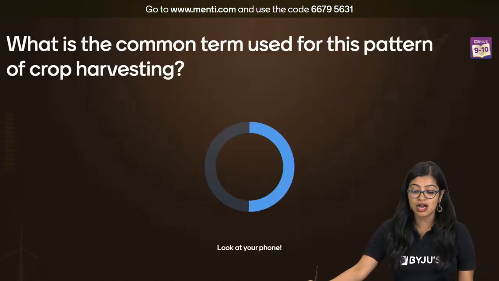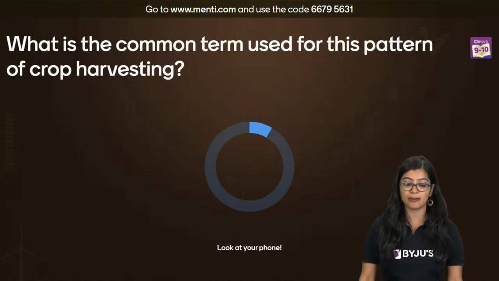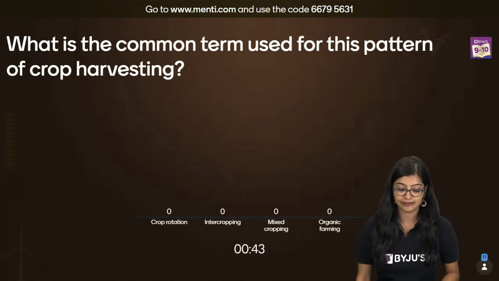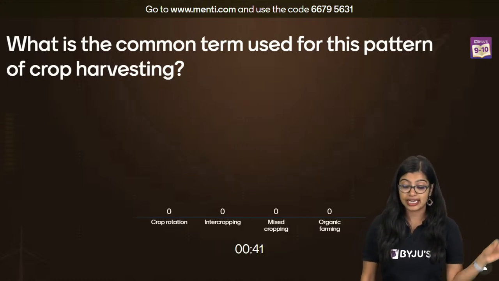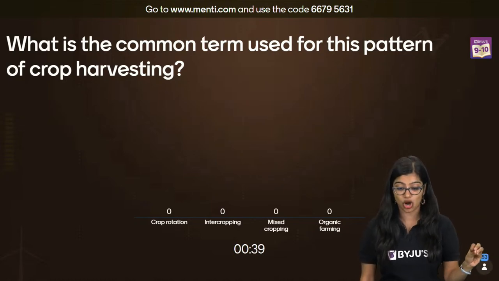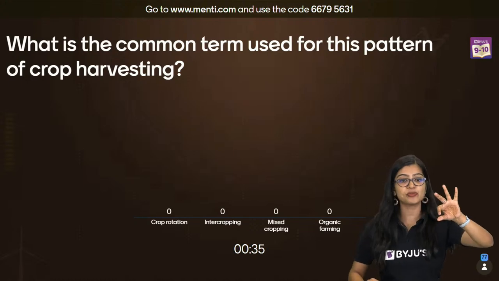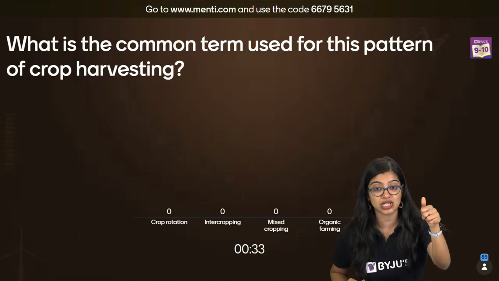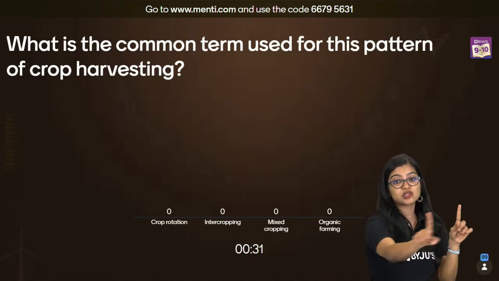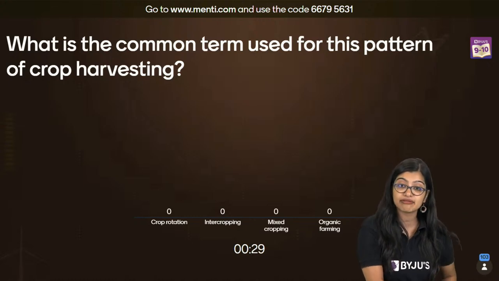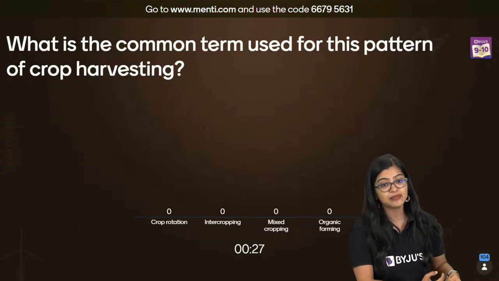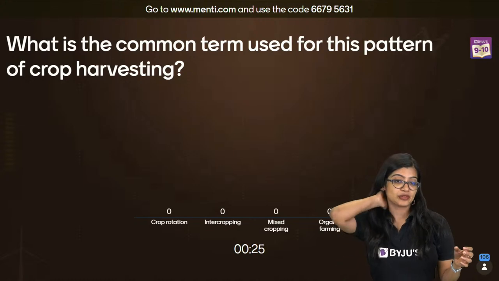What is the common term which is used for this particular pattern of crop harvesting? Is it crop rotation, intercropping, mixed cropping, or organic farming? So you have three crops, and in between you have beans, which is a leguminous crop, right? And you see that they are being grown alternatively across the years, right? So that is what we mean by it.